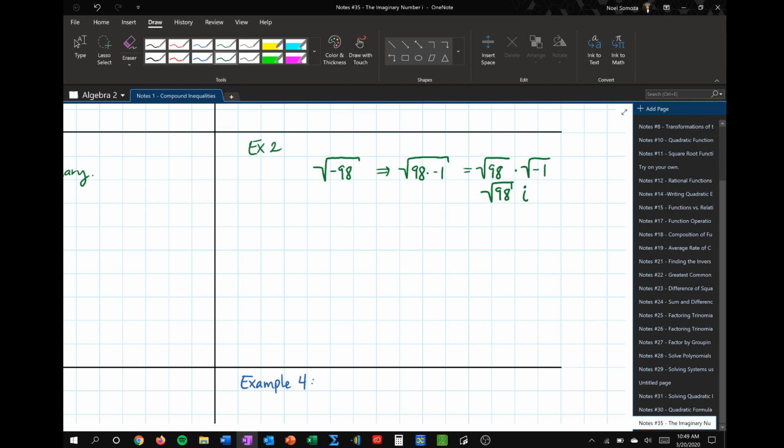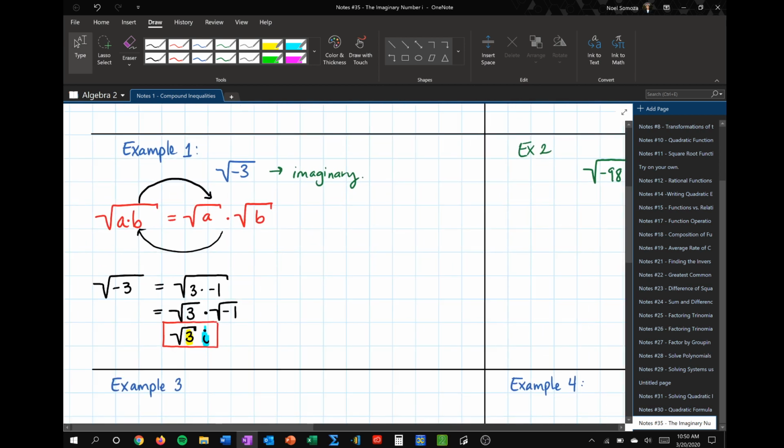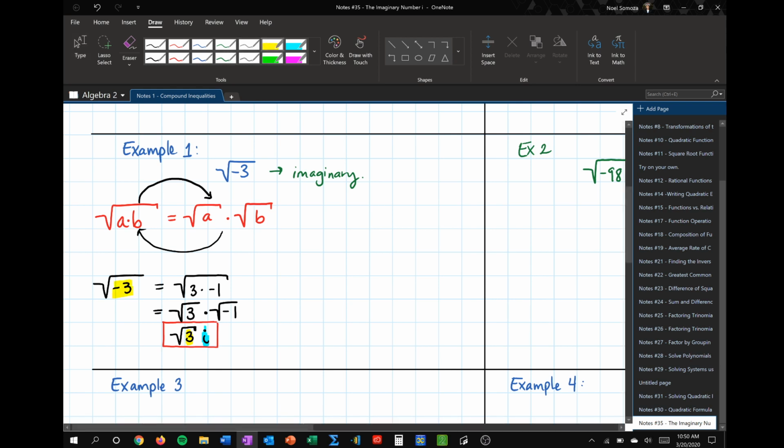How did I get +3? Okay, let me go back. So how did I end up with +3? So I broke up the product here. I know that in order to have a number like -3, it has to be the product of a negative number times a positive number. So what I did is I broke it up as 3 times -1, because the product of 3 times -1 is -3.